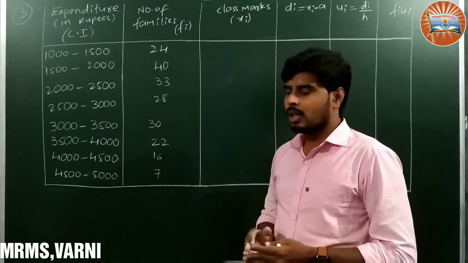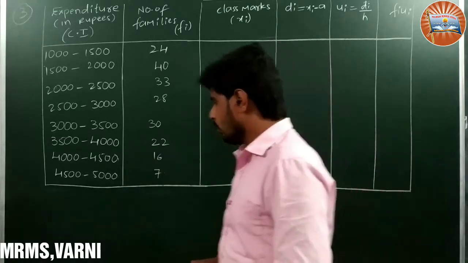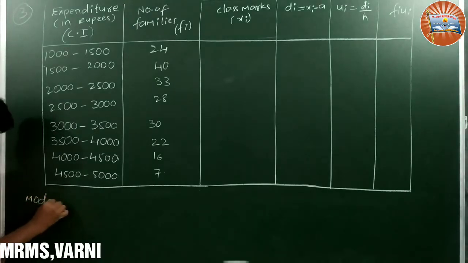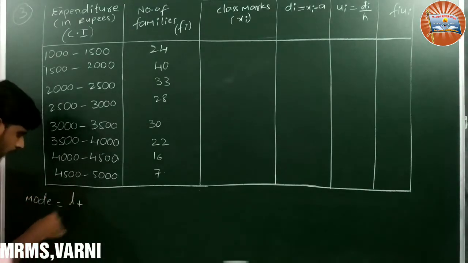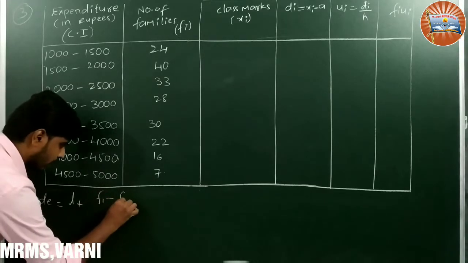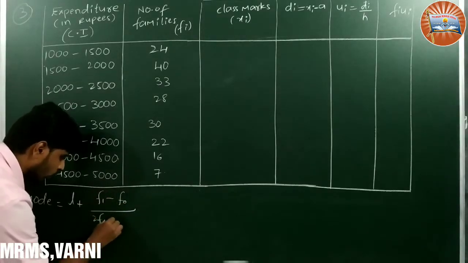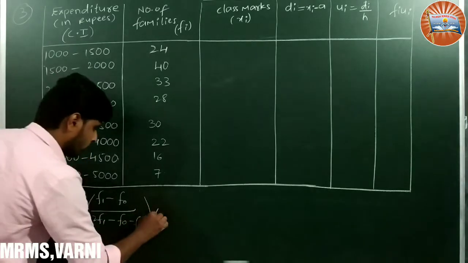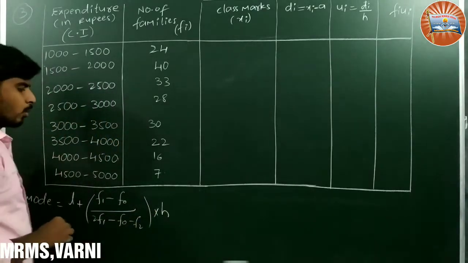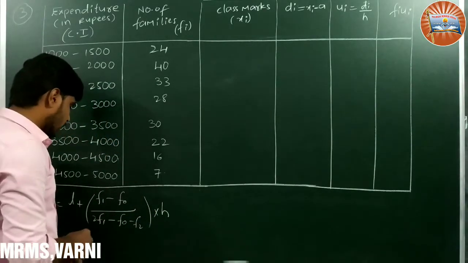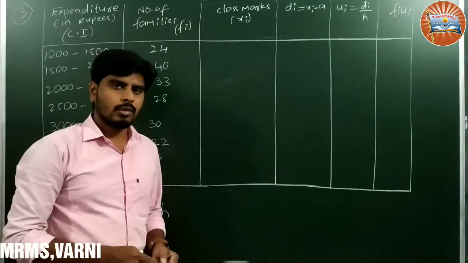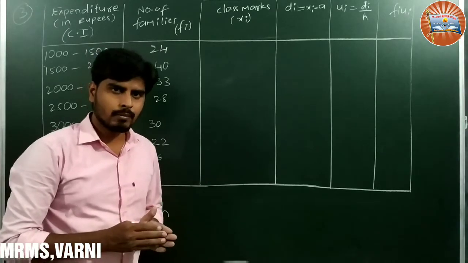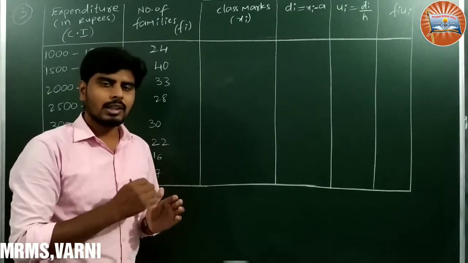First of all I am finding the mode here. What is the mode formula? Mode is equal to L plus (F1 minus F0) by (2F1 minus F0 minus F2) into H. This is the given mode formula. Here, first we have to choose the modal class. How do we choose the modal class? By taking the highest frequency class interval.